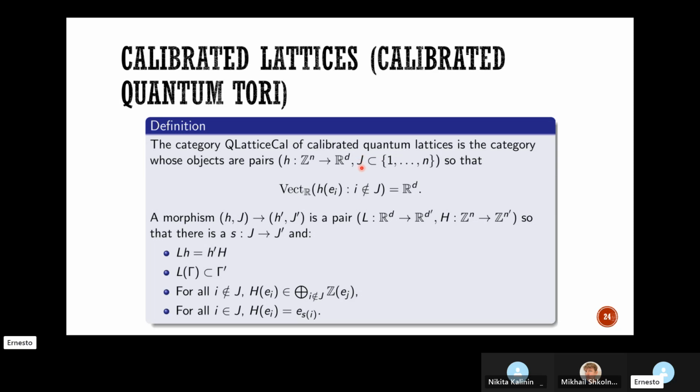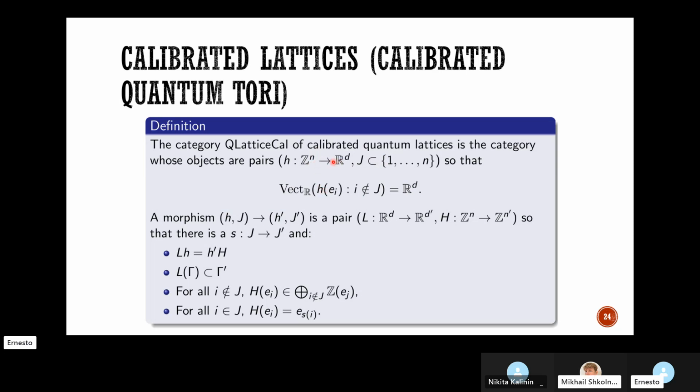Here, the same will happen. If I mark some of these indices here, I will get a nicer modular space. Anyway, I require that they generate R^D, the images of these vectors, the ones that are not marked, generate R^D. And well, that's it. This is a calibrated quantum lattice.